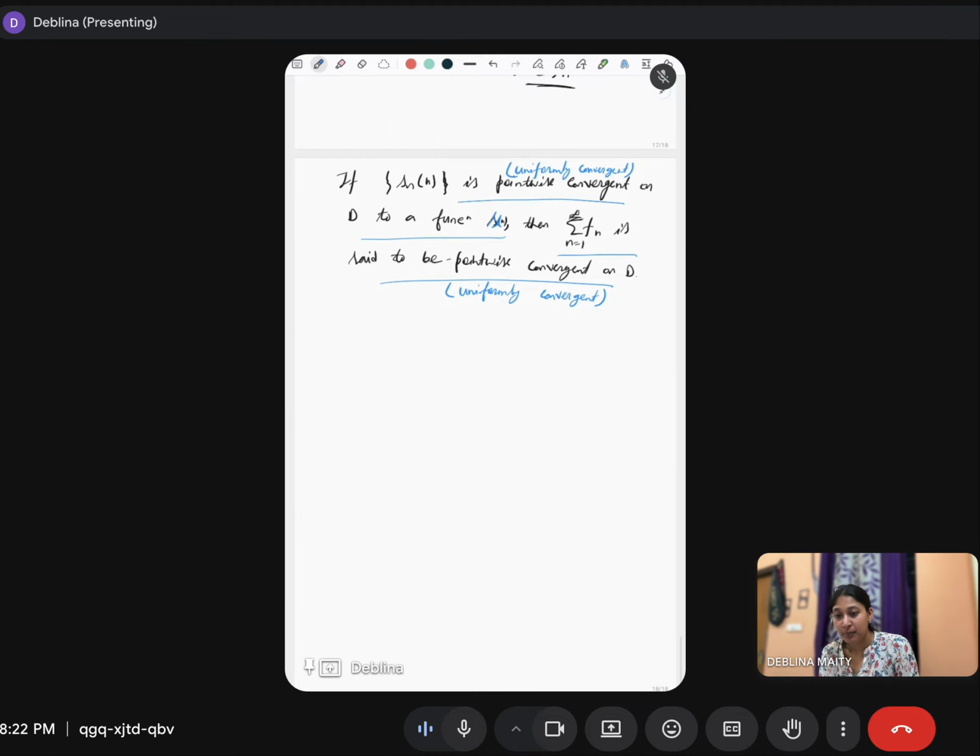Okay, so we'll see some examples to understand this. The first one is: prove that the series of functions 1 plus x square is convergent on 0 less than or equal to x less than 1, but this convergence is not uniform.